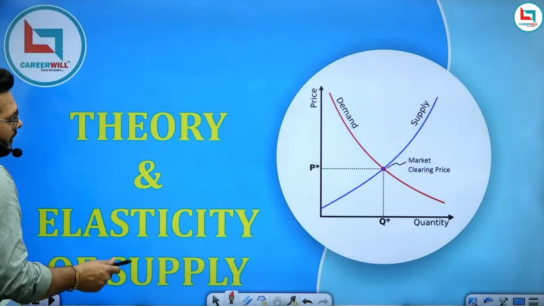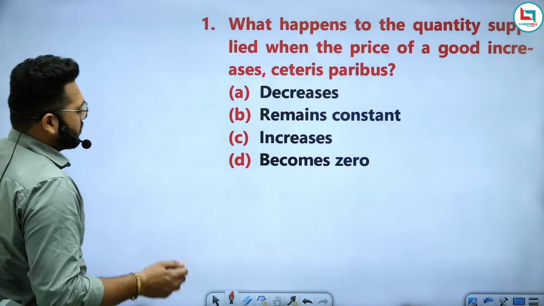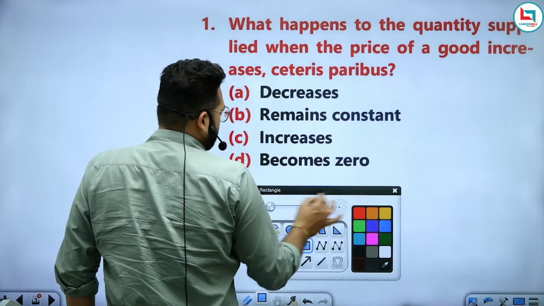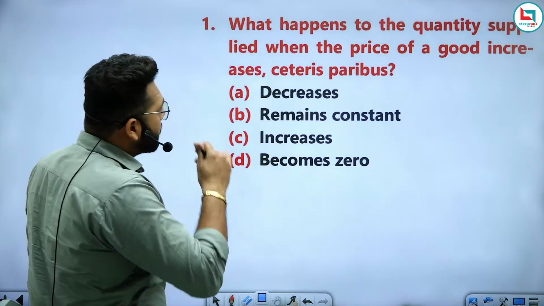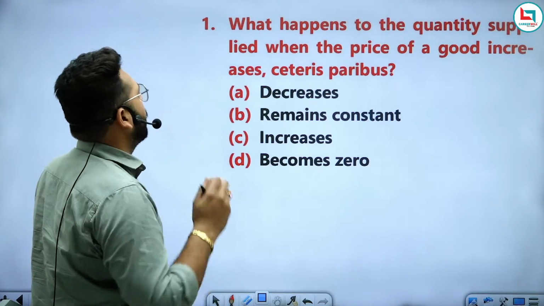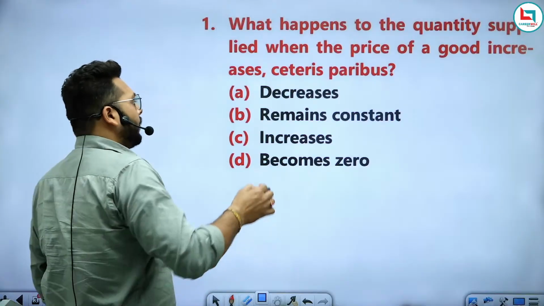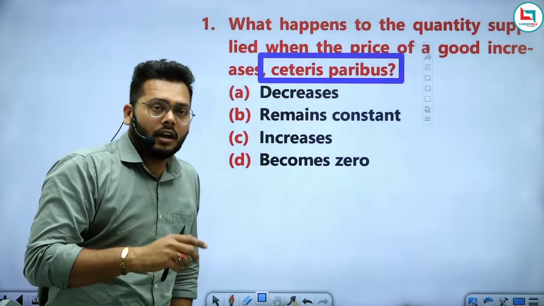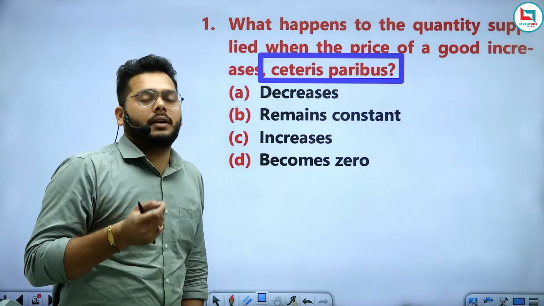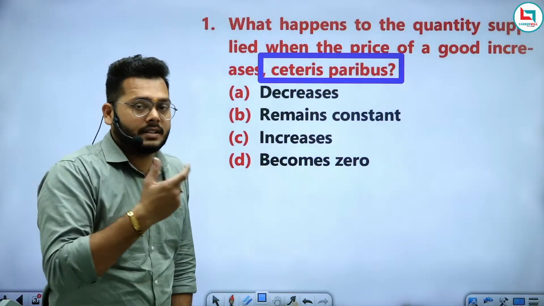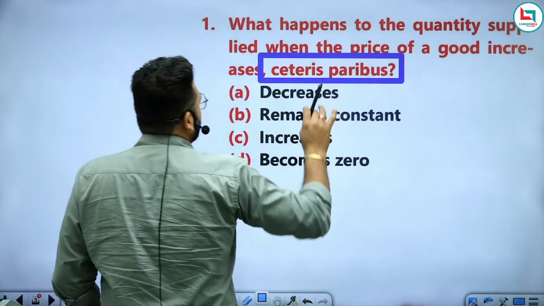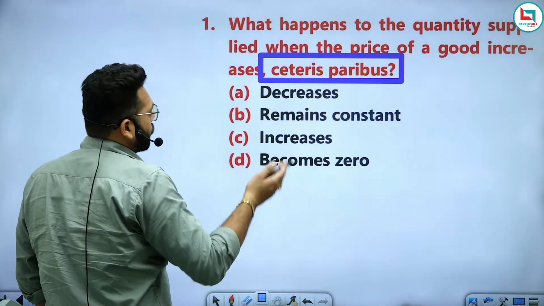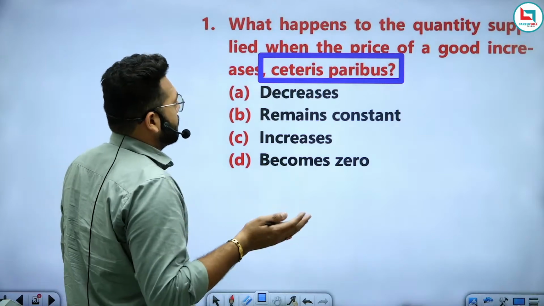First of all, we'll revise what we discussed in the previous class. The first question is on your screen. What happens to the quantity supplied when the price of a good increases, ceteris paribus? I already told you the meaning of ceteris paribus: other things remaining constant, only a single variable changes. In supply, there is only price. So does the quantity supplied decrease, increase, remain constant, or become zero when the price of the good increases?